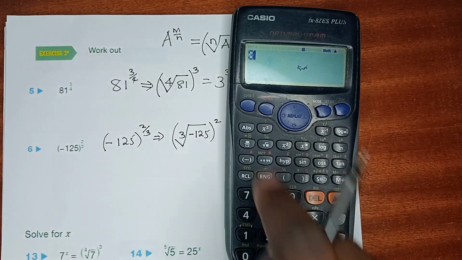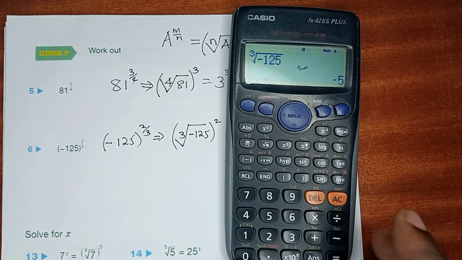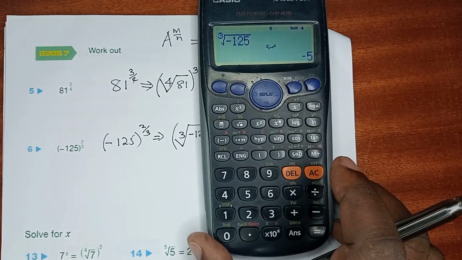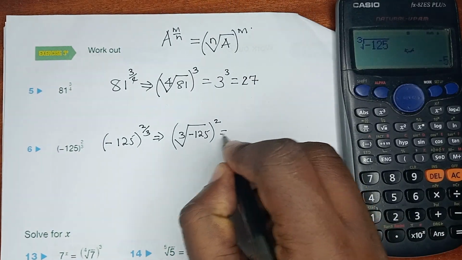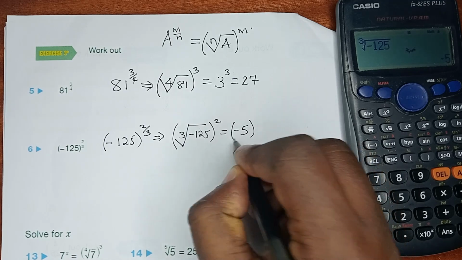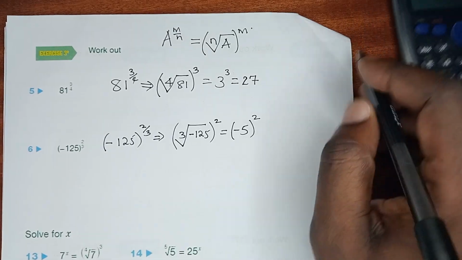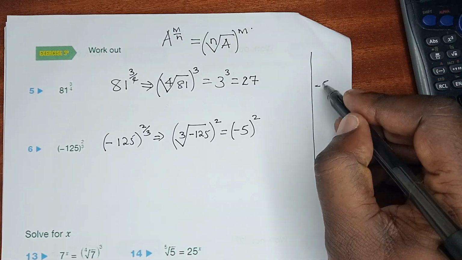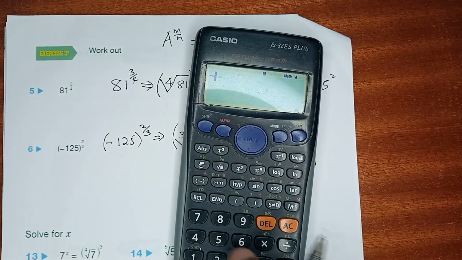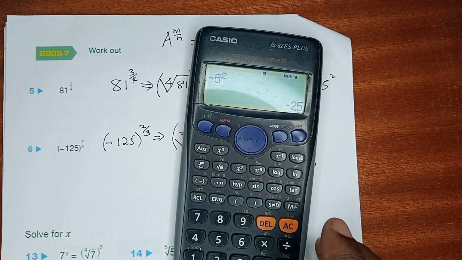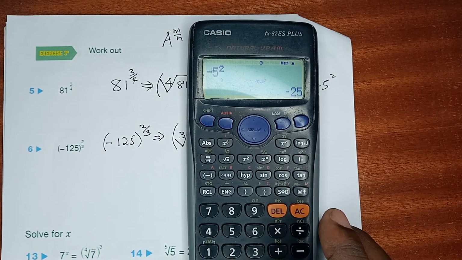We talk about the cube root of negative 125, which is itself negative 5. So it is now this negative 5 that we must square. And care has to be taken here. Naturally, if you just pick a calculator and type negative 5 squared, look what you're going to achieve. You're going to achieve negative 25, which is actually not the case.